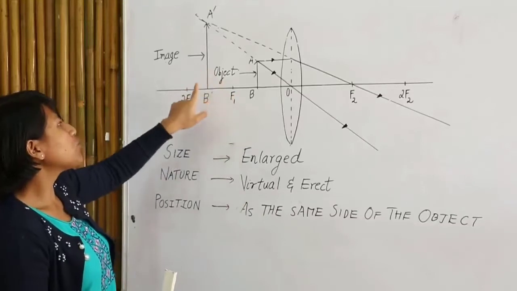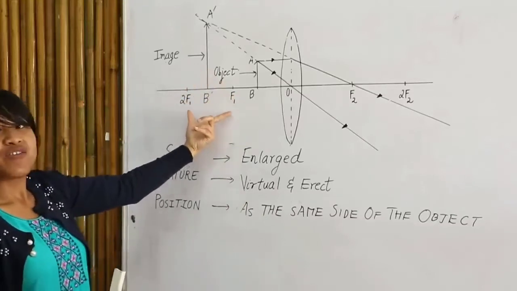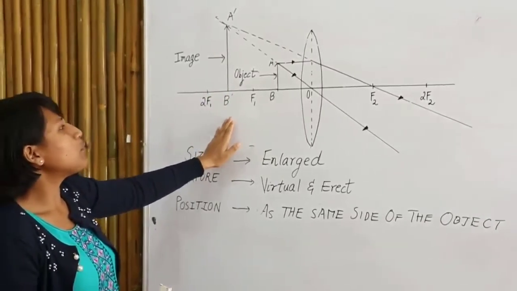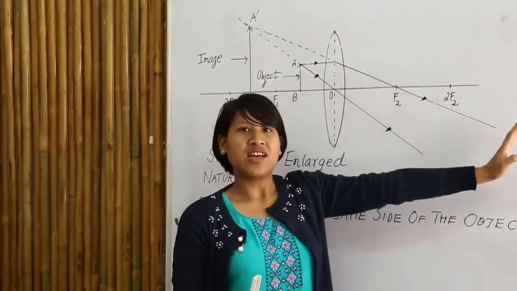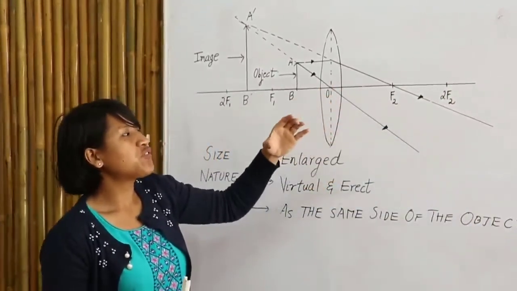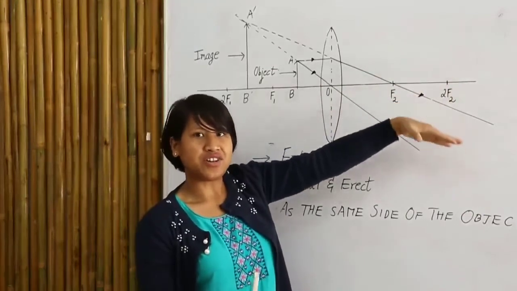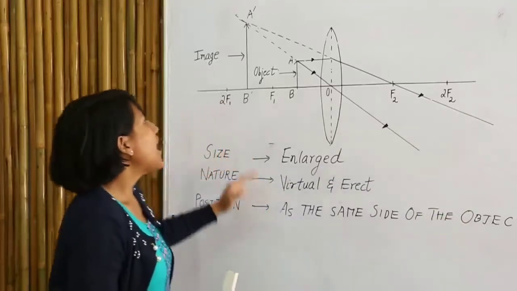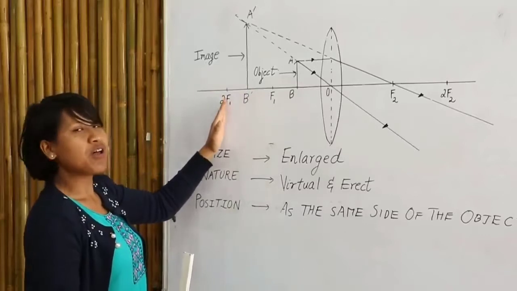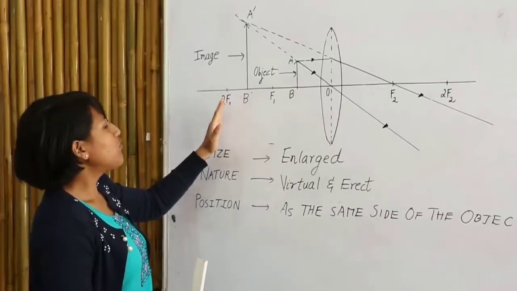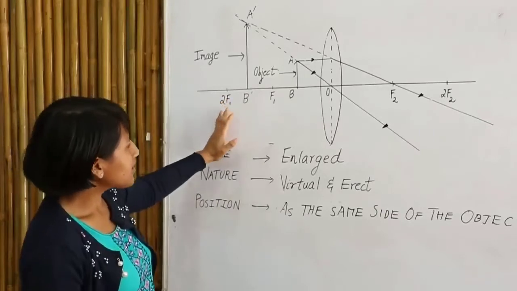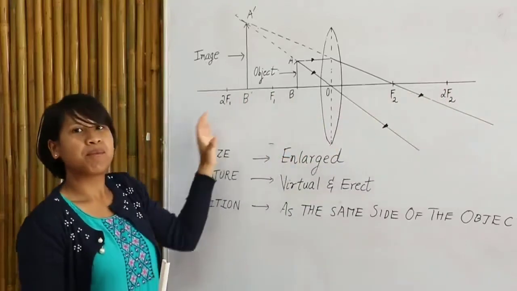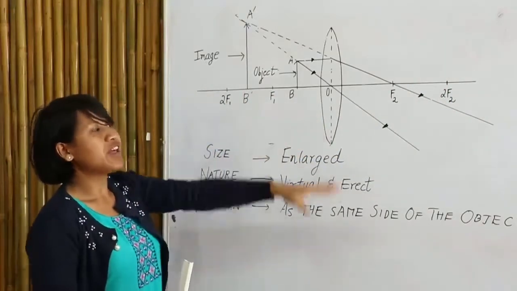Then you go to the case between f1 and 2f1. You will find that the image is formed beyond 2f2, and the nature of the image will be real and inverted, and diminished. Then you go to 2f1. You find that the image will form exactly here, the size will be the same, and the nature will be real and inverted.